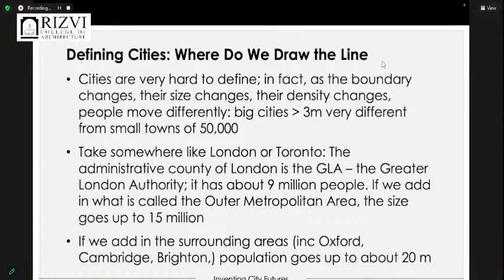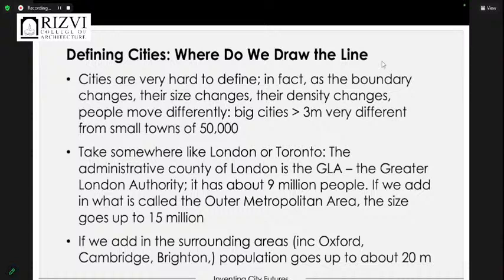So let me begin by talking about defining future cities. Where do we draw the line? Where do we draw the boundary in that sense? Now, cities are very hard to define because they merge, if you like, into their wider hinterland. Certainly big cities are hard to define in that sense because many small cities become absorbed. They fuse in with the big city in this particular context.